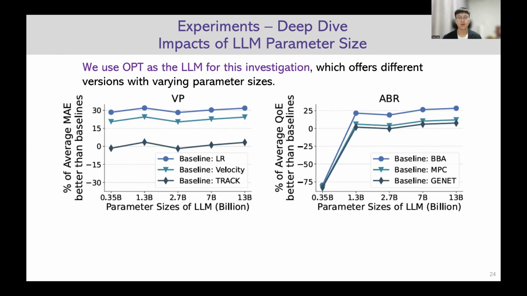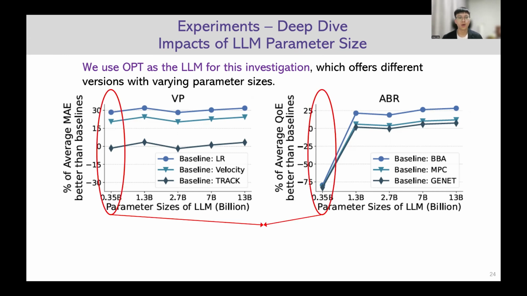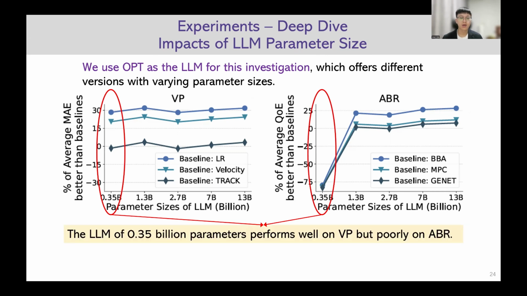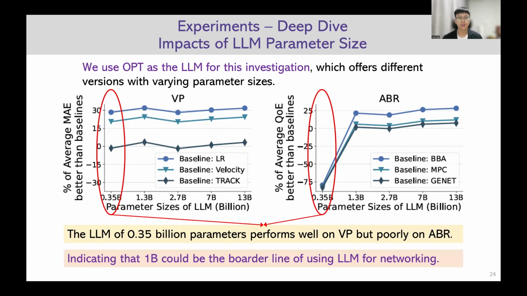And finally, we investigate the impacts of the model parameter size of the LLM, and we find an interesting phenomenon. When the parameter size is less than 1 billion, we find that the LLM only performs well on one task but poorly on the other task. So this means that it no longer generalizes across different tasks. So the 1 billion parameter size could be the bottom line of using the LLM for networking.